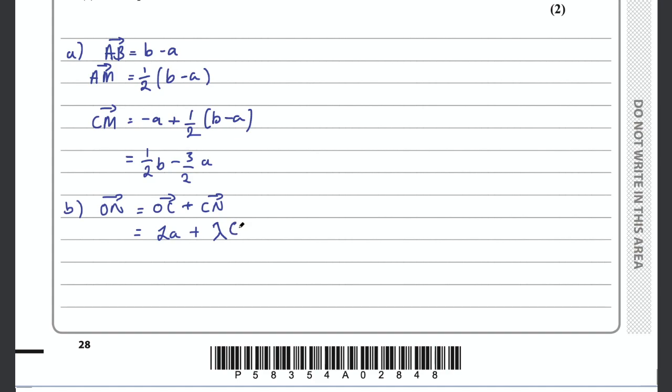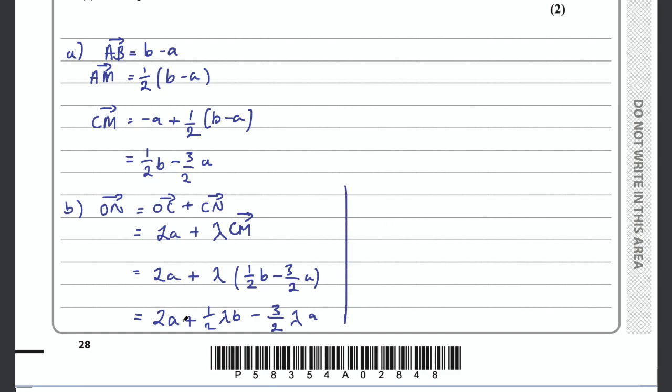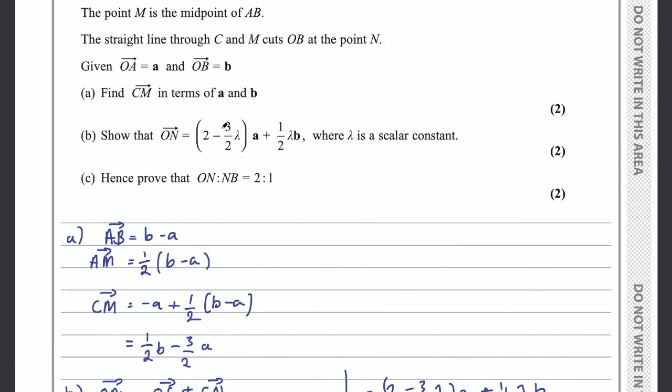So we've got lambda CM, some scalar multiple of CM, and expanding that out, we'll have lambda multiplied by a half b take 3 on 2a from part A, and then we'll have 2a plus a half lambda b take 3 on 2 lambda a. Combining the like terms, we would have this equal to 2a take 3 on 2 lambda a, or we could write that as 2 take 3 on 2 lambda, and then factorize the a out, write that out the front, plus a half lambda b. And that is in the form that they want us to write it in, I believe. Yes.